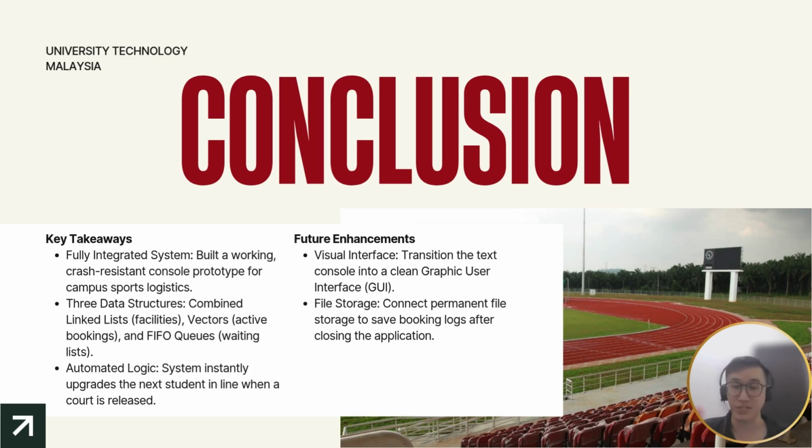To conclude our presentation, let us review our key takeaways. We successfully built a fully integrated, crash-resistant console prototype for campus sport facilities. Our system cleanly combines 3 core data structures: a linked list for facility data, vectors for active bookings, and first-in, first-out queues for the waiting list. This setup enables automated logic that instantly upgrades the next student in line the moment a court is released. Looking ahead, our planned future enhancements include transitioning this text console into a visual graphical user interface and connecting permanent file storage to save booking logs after the application closes.